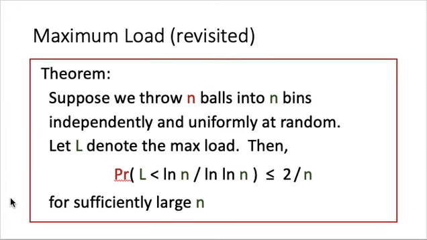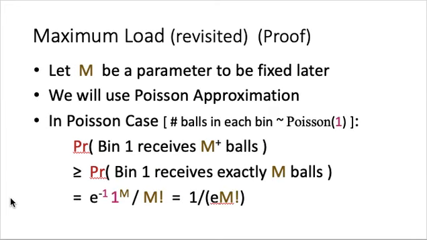So how do we do this? Let us say we use big M to represent a parameter to be fixed later. Actually, this M will be set to log n over log log n later. And to get the result, we are going to use Poisson approximation. So we are going to assume that we have n random variables, each of them an independent Poisson random variable with parameter 1, because the expected number of balls in each bin is equal to 1.